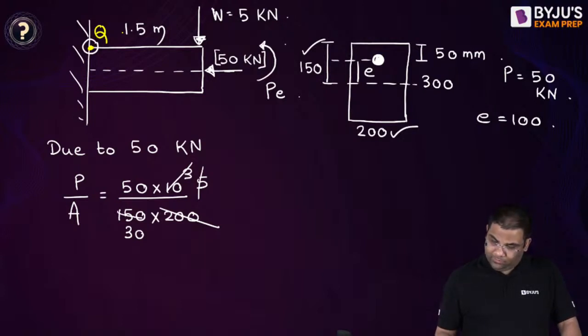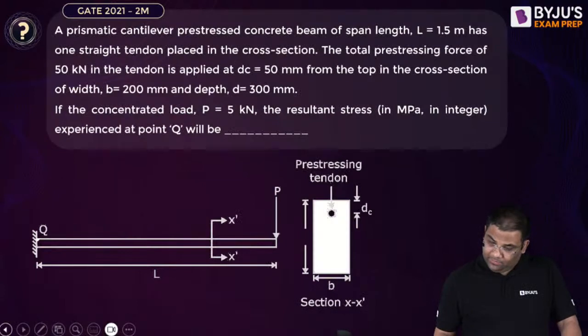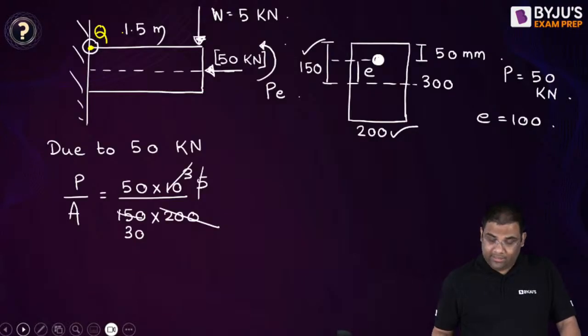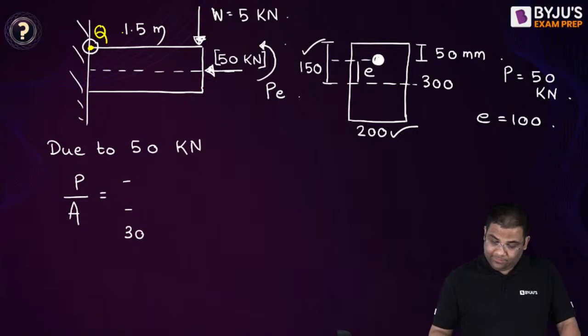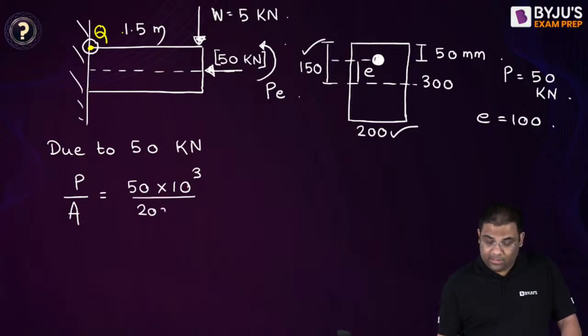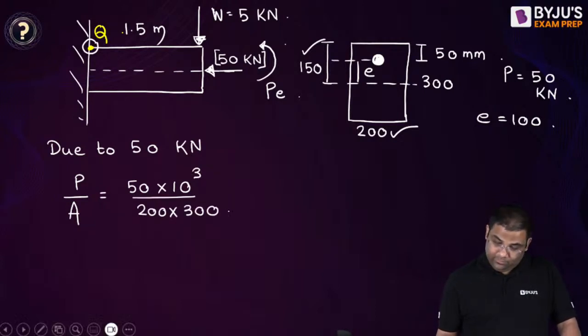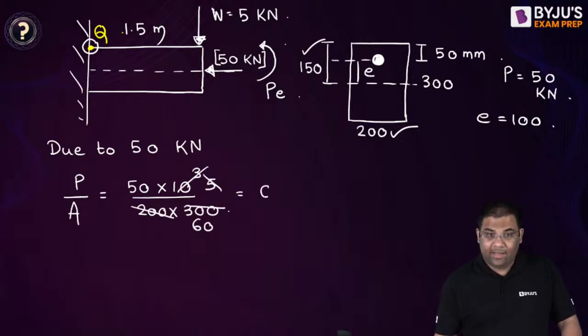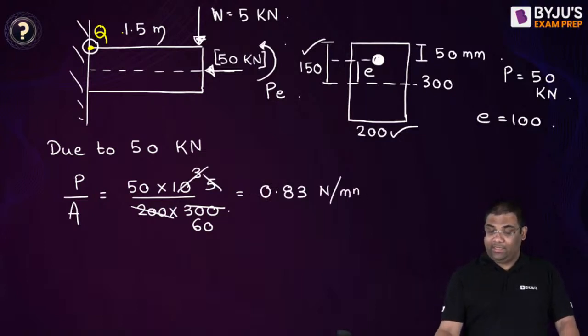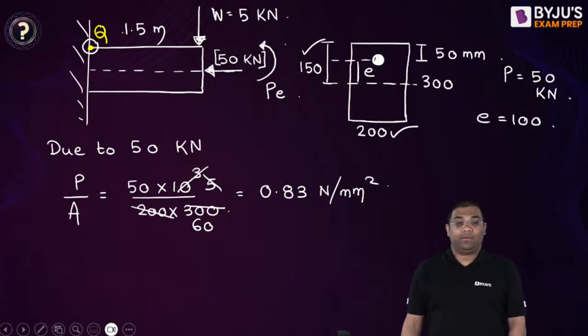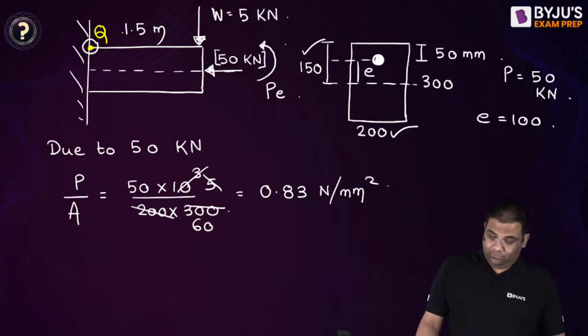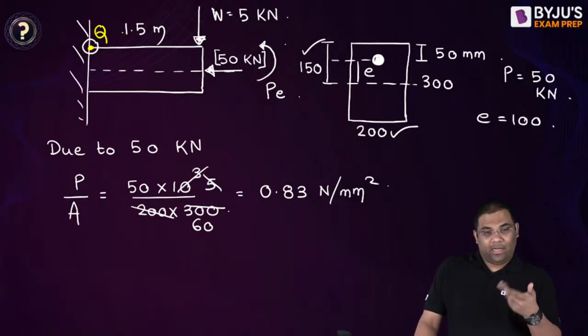Any problem? No. What is given? 50, right? How much stress are we getting? P by A. 50 into 10 to the power 3, area is 200 into 300. How much are we getting? You will get 0.83, right? Are you getting 0.83? The stress due to this 50 kilonewton. Okay, I will tell.